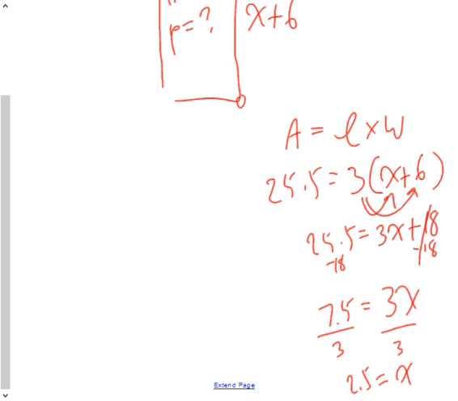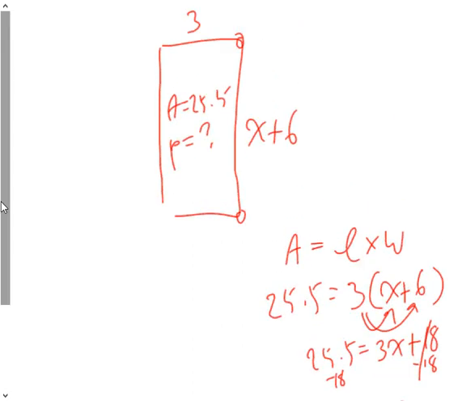Because once we know that x is 2.5, I can erase that x and put 2.5 right there. And instead of having x plus 6, since this now has numerical values, I can erase that whole thing and put the value 8.5, because x plus 6, since x is 2.5, means that distance has to be 8.5.